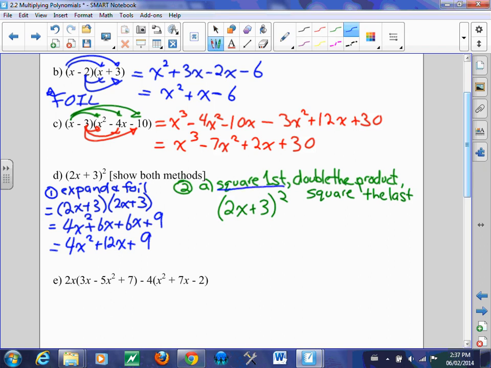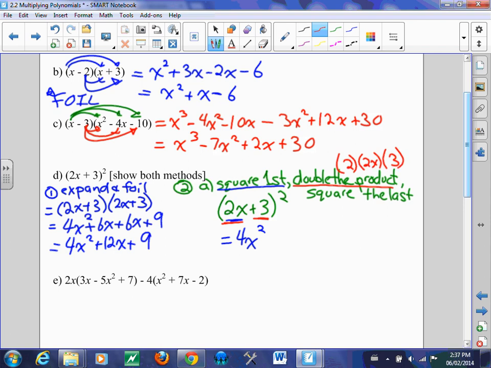So square the first. So you take a look at the first term and you square it. So 2x times 2x is 4x squared. The second one, which is the harder part, is double the product. So the product is I'm taking this times this and I'm doubling it. So I'm going to write off in the side margin somewhere 2 times my first term, which is 2x, times my last term, which is 3.